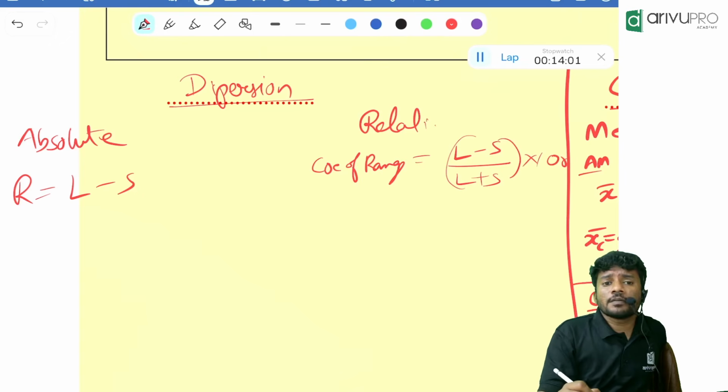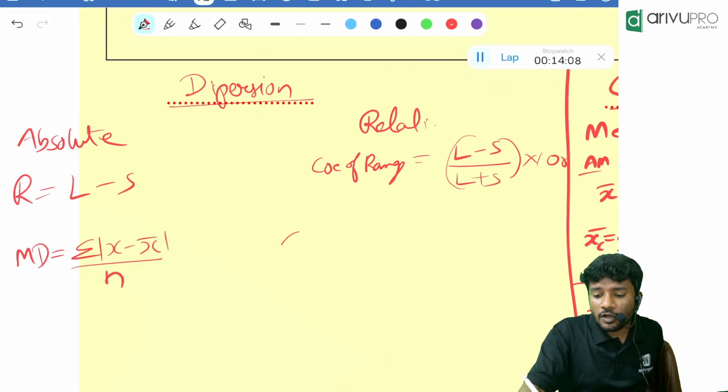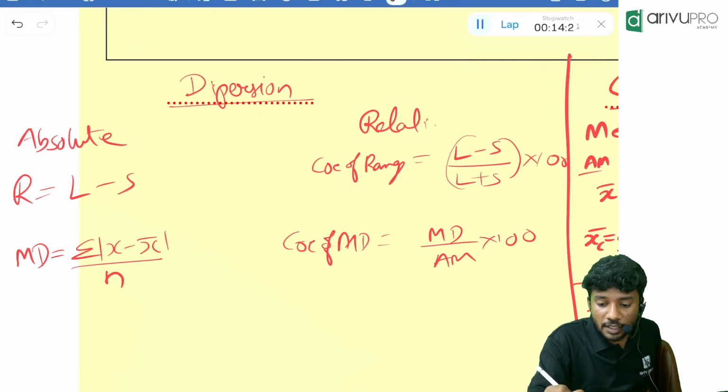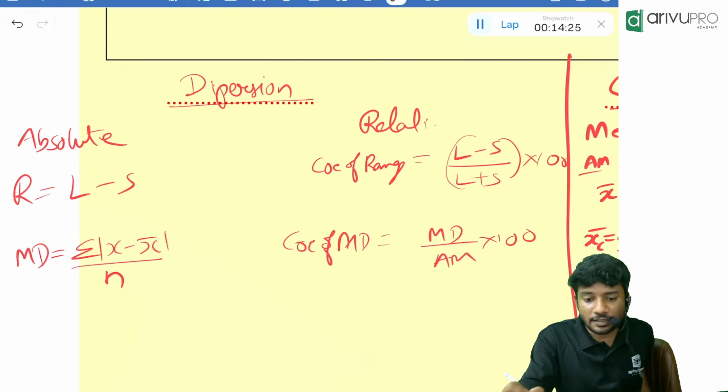Then next one, mean deviation. What is the formula for mean deviation? Sigma modulus of x minus x bar divided by n. The coefficient of MD about the mean is the mean deviation divided by the arithmetic mean, into 100. If the question is based on median, instead of x bar you will put median, and instead of AM you will put median. That is the case.